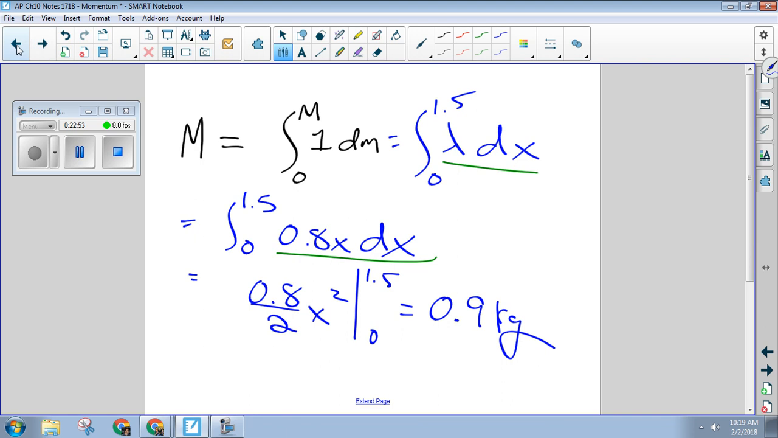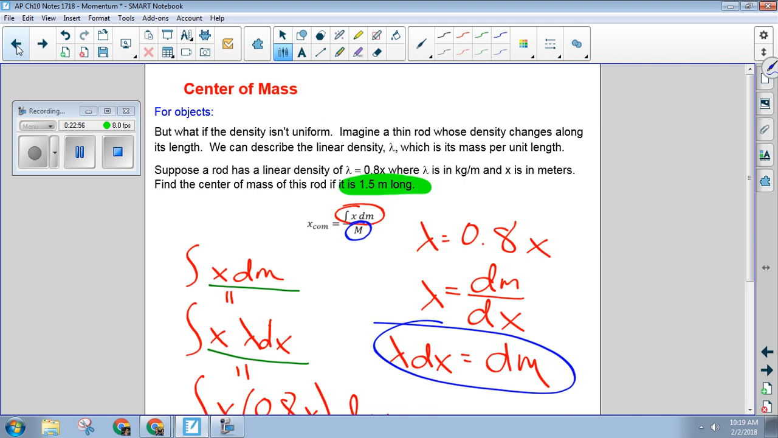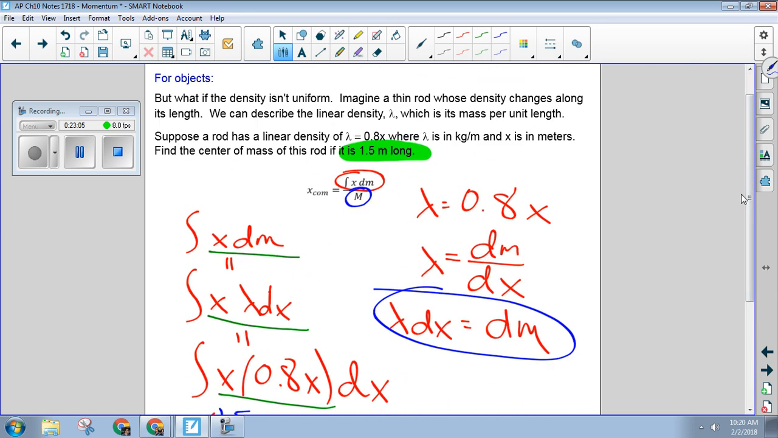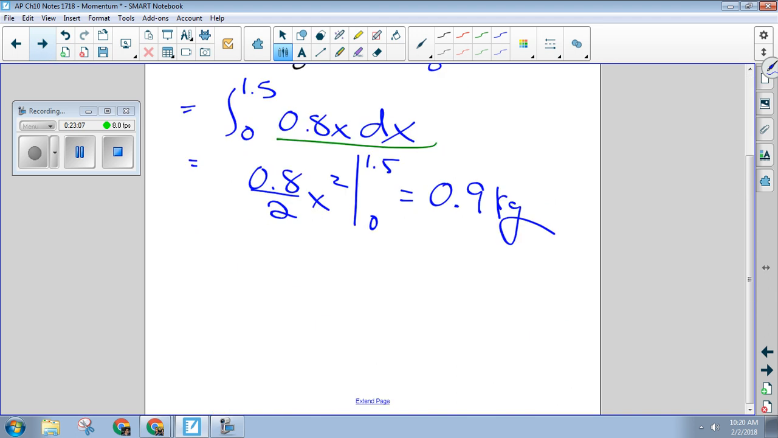Now we've got both of these integrals. What was the top part? 0.9. What's the bottom part? 0.9. So my final answer then is 1.